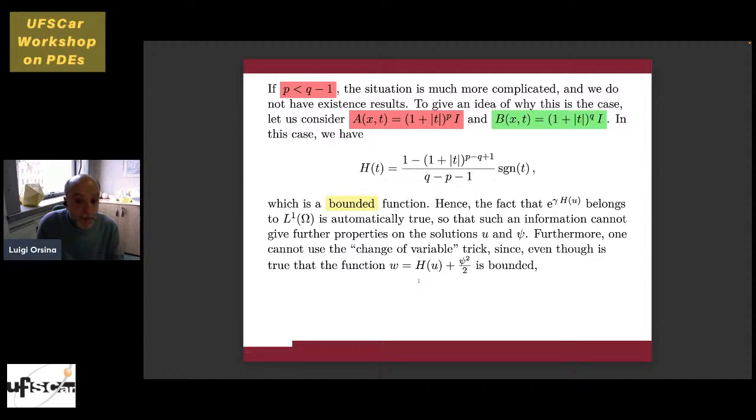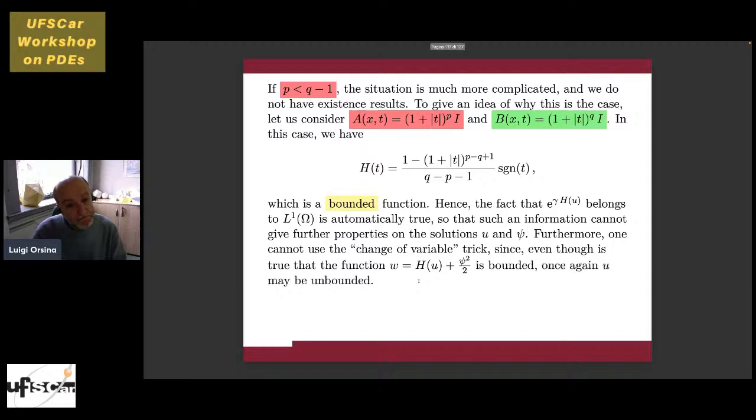So you cannot, unless you know that h of u is bounded by 1 over q minus p minus 1. Either you prove that h of u is bounded by something which is strictly small, so that from this you can recover information on u, but if you say that h of u is smaller than 45, you have no information on u whatsoever.